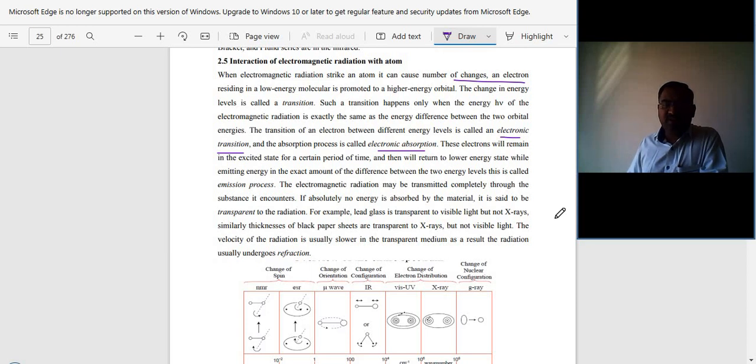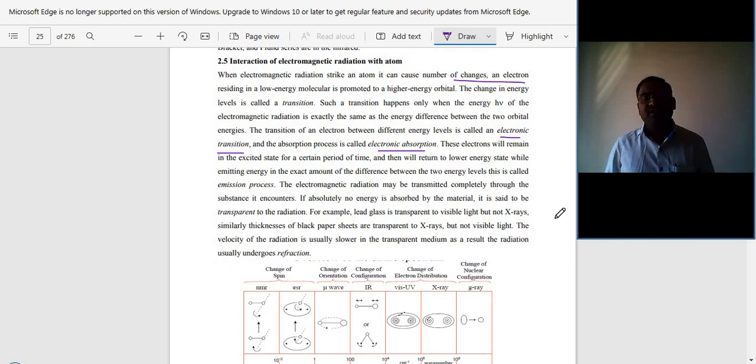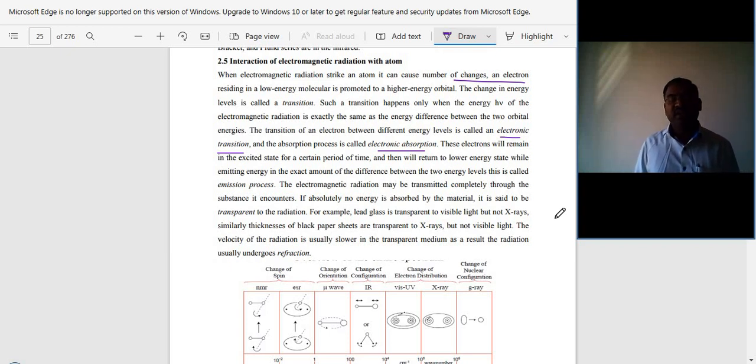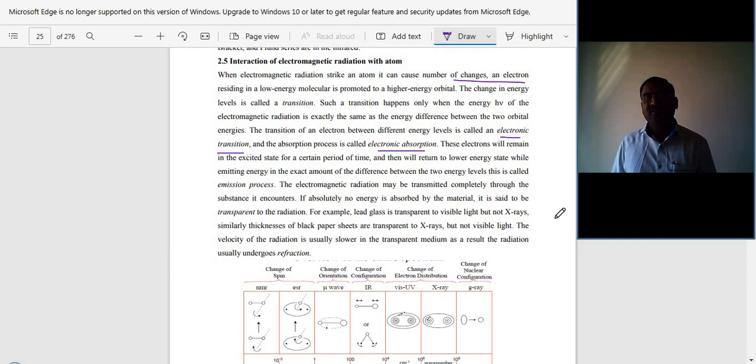Those electrons will remain in the excited state for a certain period of time and then return to the lower energy state while emitting energy exactly equal to the difference between the two energy levels. This is called the emission process.